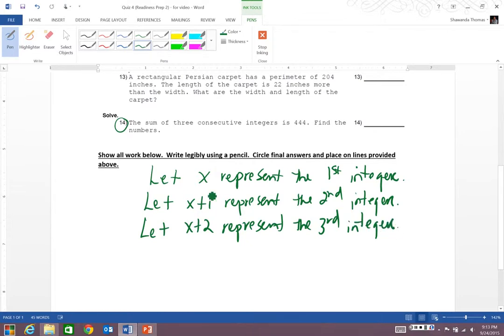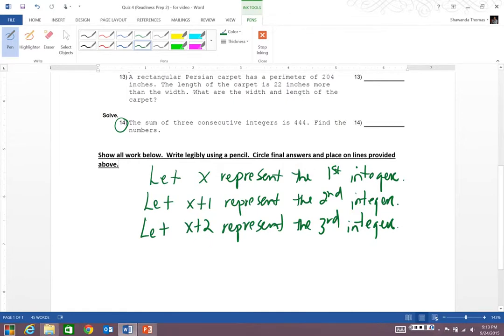That way, whatever x is, the next number will be one more than that, and the next number will be one more than that. So consecutive means in order, right behind each other, or following each other. For example, if x was 1, then this would be 2, and then this would be 3, because if you add 1 to 1, you get 2, and you add 2 to 1, you get 3.